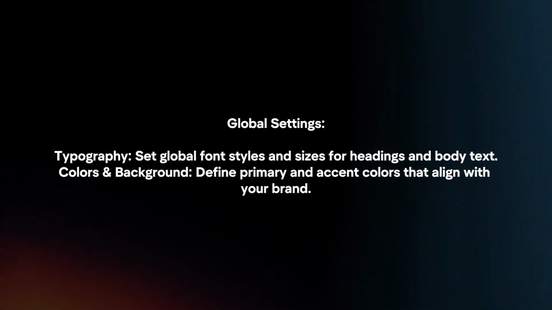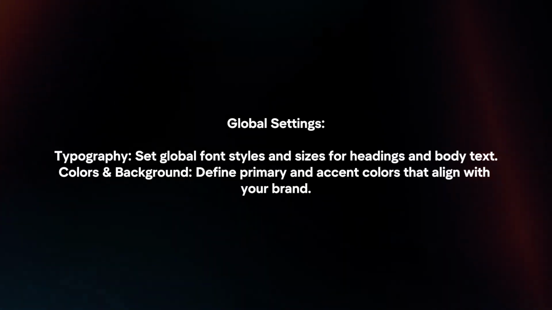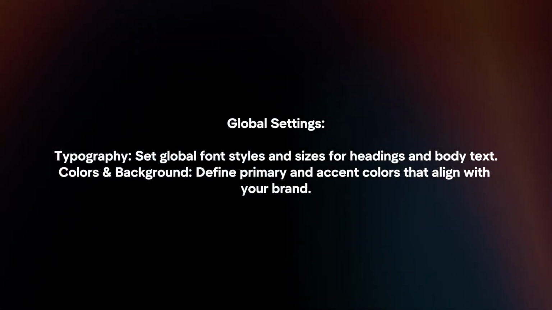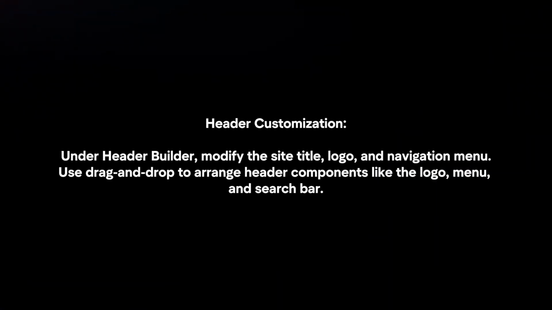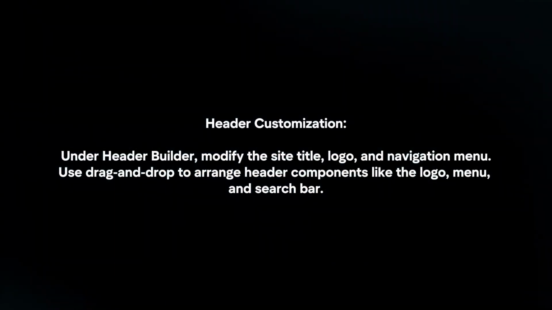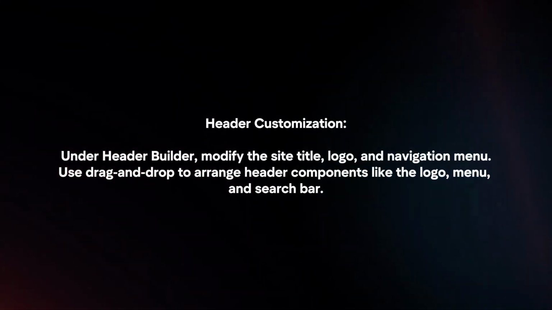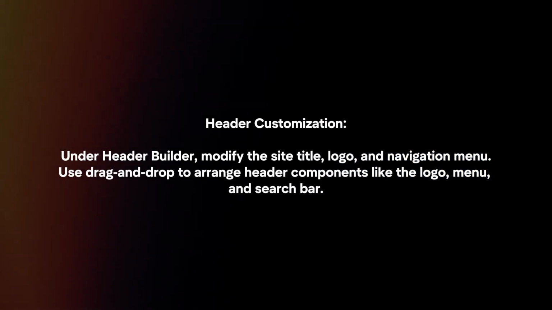Global settings. Typography. Set global font styles and sizes for headings and body text. Colors and background. Define primary and accent colors that align with your brand. Header customization. Under Header Builder, modify the site title, logo, and navigation menu. Use drag and drop to arrange header components like the logo, menu, and search bar.